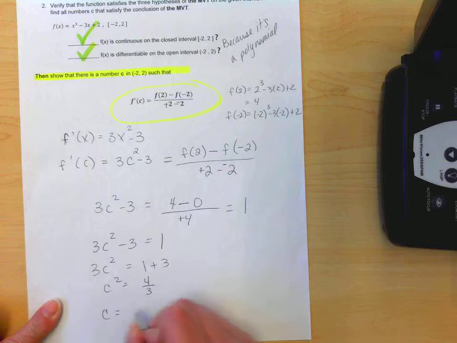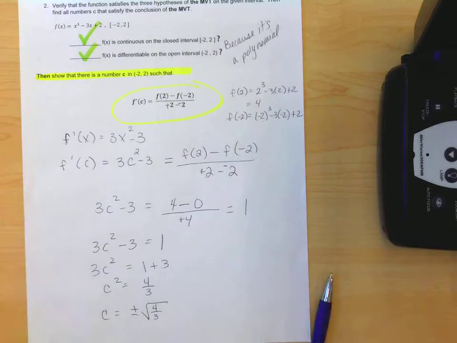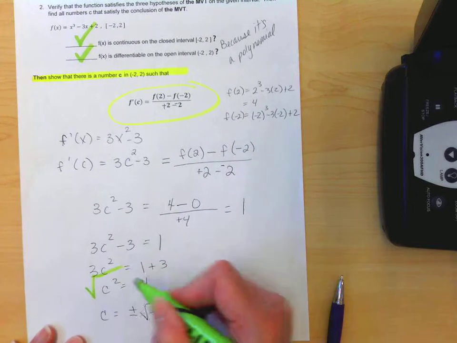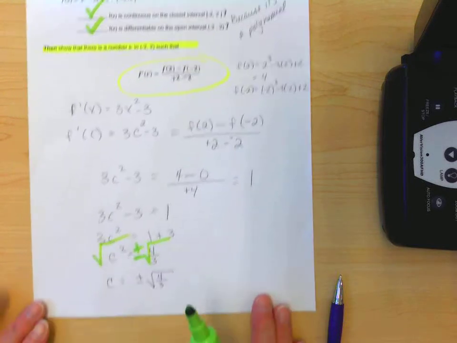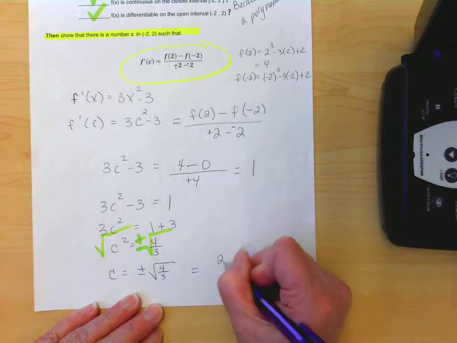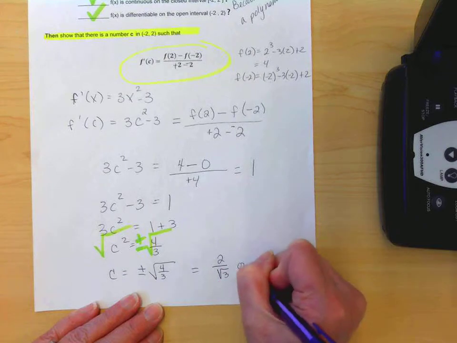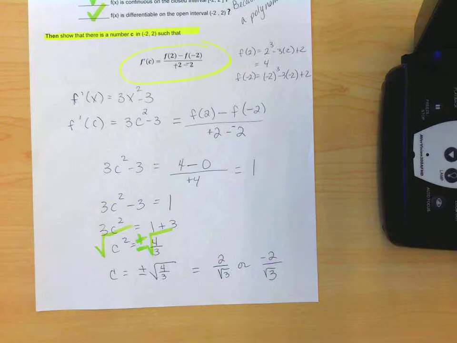So c is going to be the positive square root of 4 over 3, because what I'm doing here is taking the square root of both sides, using the square root principle. But when you use the square root principle, you have to say that it's plus or minus the square root of 4 over 3. The two c's are 2 over the square root of 3 and negative 2 over the square root of 3.